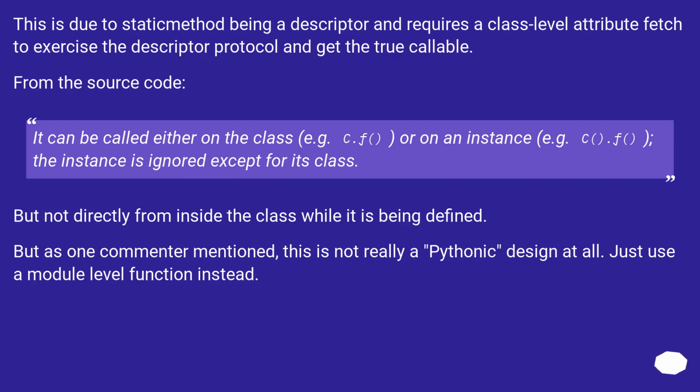This is due to staticmethod being a descriptor and requiring a class level attribute fetch to exercise the descriptor protocol and get the true callable. From the source code, it can be called either on the class, for example C.f(), or on an instance, for example C().f(). The instance is ignored except for its class, but not directly from inside the class while it is being defined. But as one commenter mentioned, this is not really a Pythonic design at all. Just use a module level function instead.